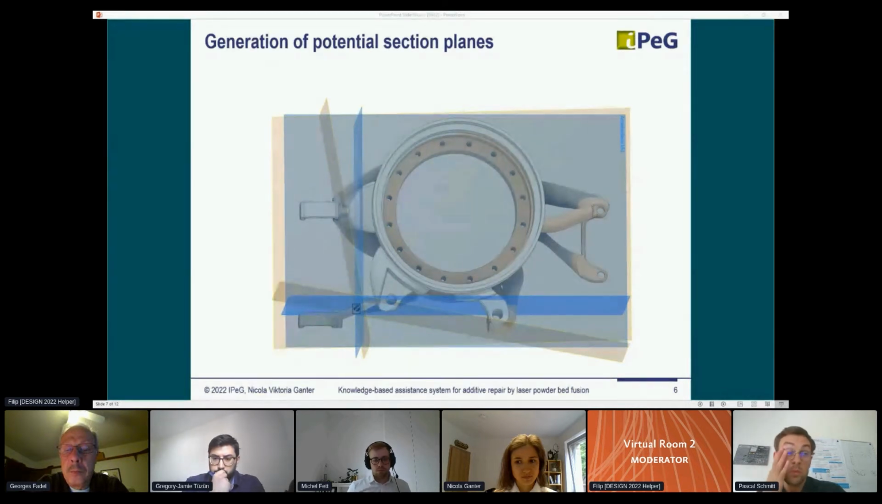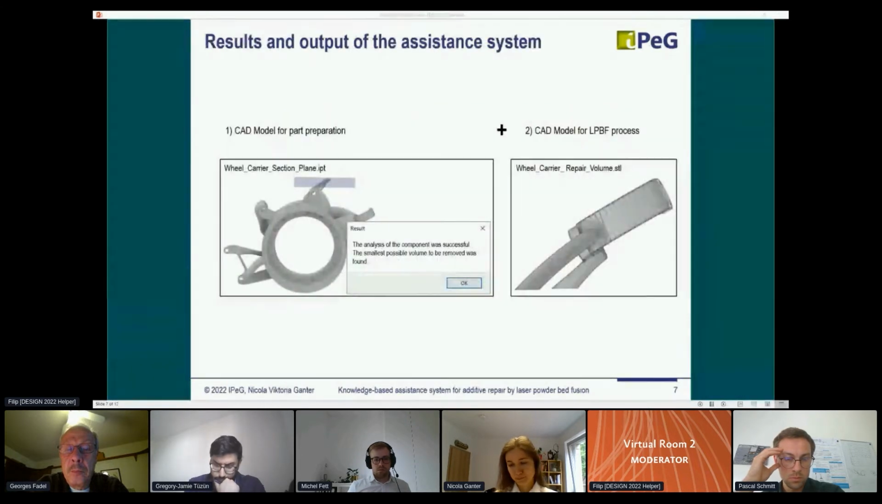After the analysis, only the plane with the best evaluation remains in the CAD model. The other planes are deleted. The model is separated at this plane. Through the separation, two solids are created. The solid representing the undamaged part area is saved as a model. It is the documentation for the part preparation. The model representing the part area to be rebuilt is also stored separately. It can be output as STL for the LPBF process.